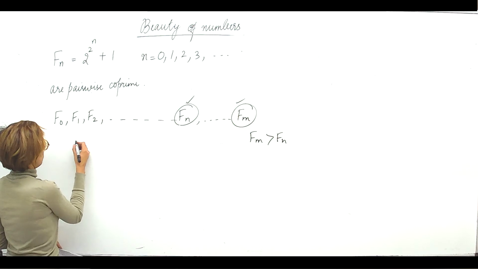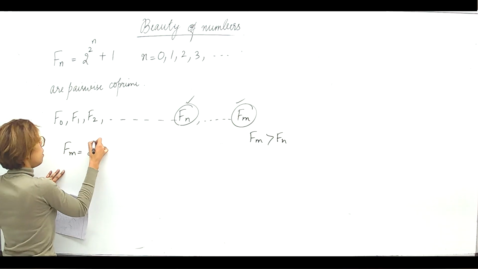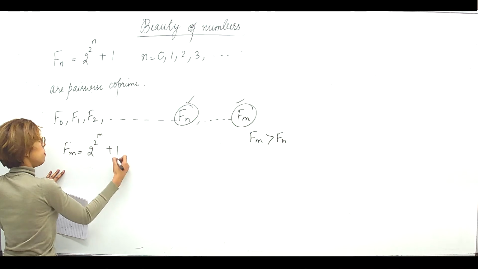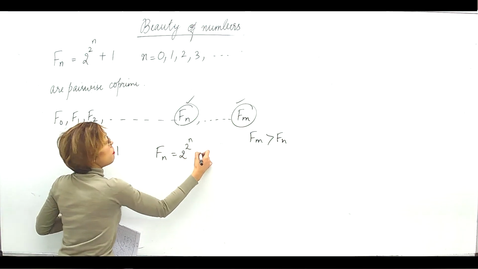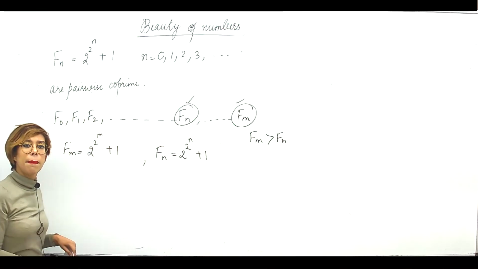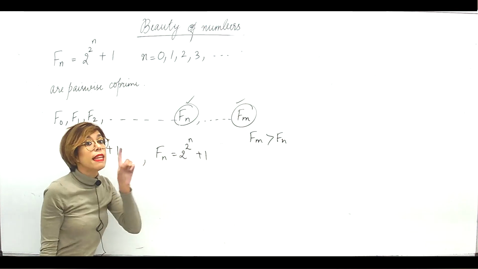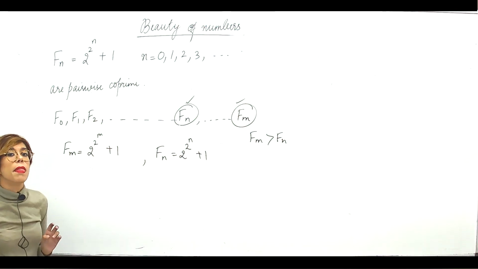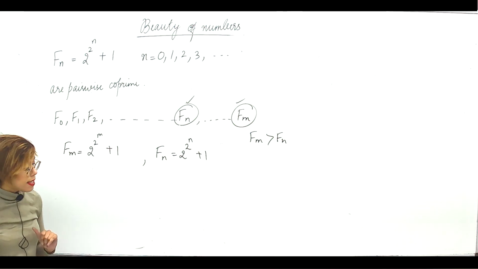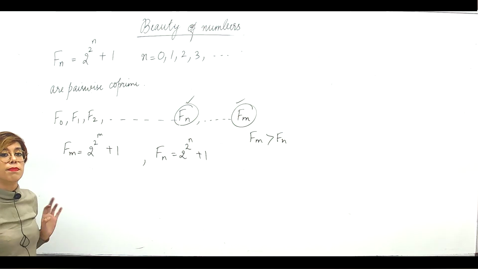Right? Okay. So consider Fm. Fm क्या होगा? Fm is 2 raised power m plus 1 and Fn will be 2 raised power n plus 1. Right? I need to prove that these two are co-prime. That means the HCF should be 1. Right? Okay. HCF is 1. अगर मैंने prove कर दिया that their HCF is 1, my problem is solved.